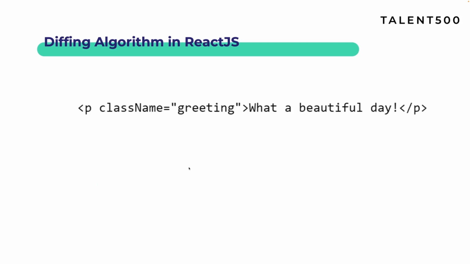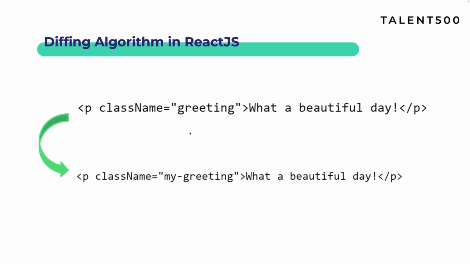Now let's take an example of another one. So here you have a p tag with a class name called greeting, and then there is a text. And here the change that happened is that this particular class name went from greeting to my greeting. The rest of the things are intact. So it means only the class name changed.